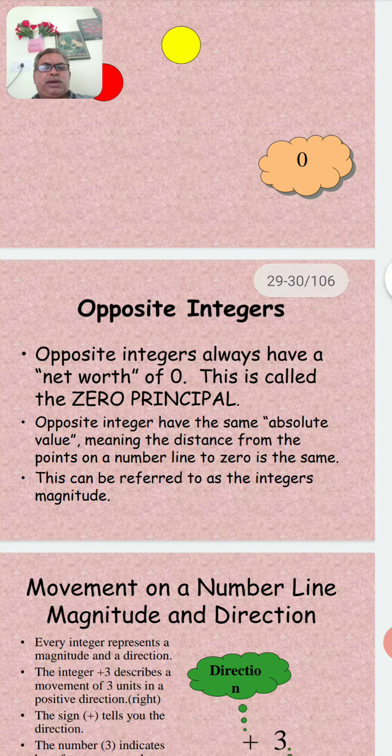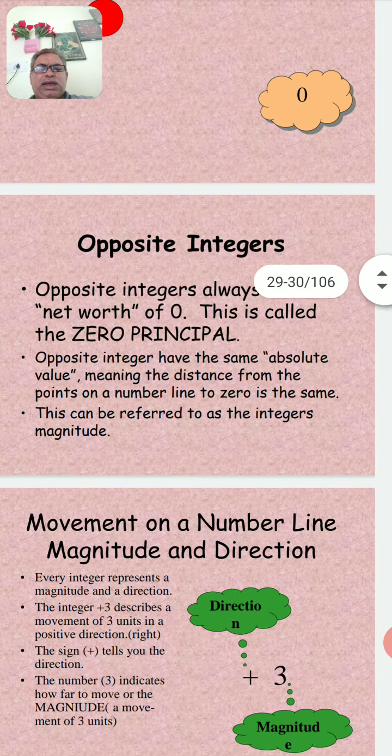Opposite integers have the same absolute value. The meaning is that the distance from the point on a number line to the 0 is the same. Plus 3 is at 3 units distance to the right, minus 3 is at 3 units distance to the left of the 0, means both have the same distance from the 0.